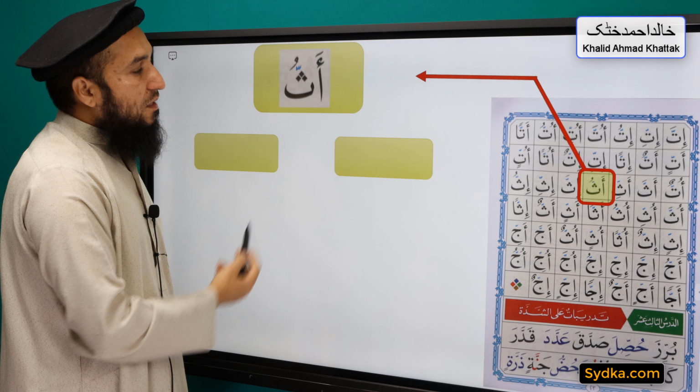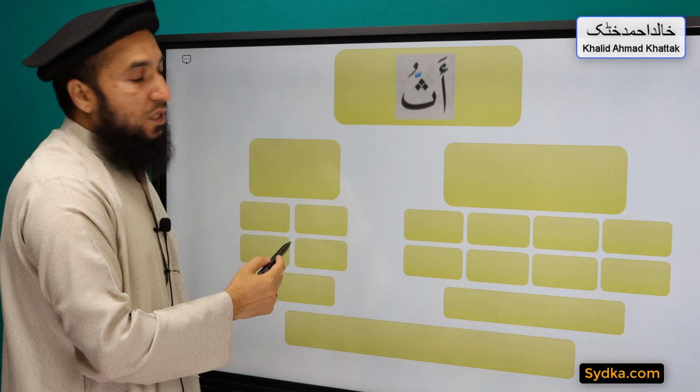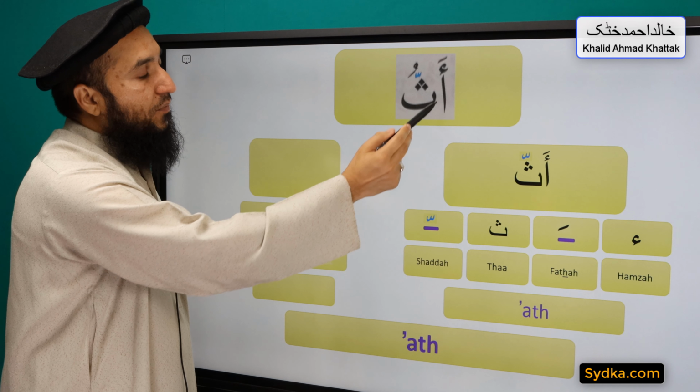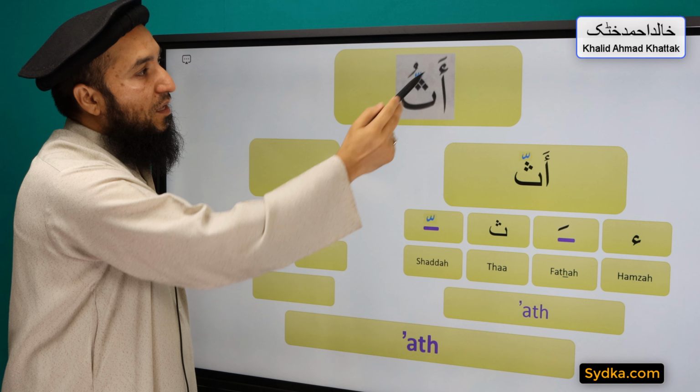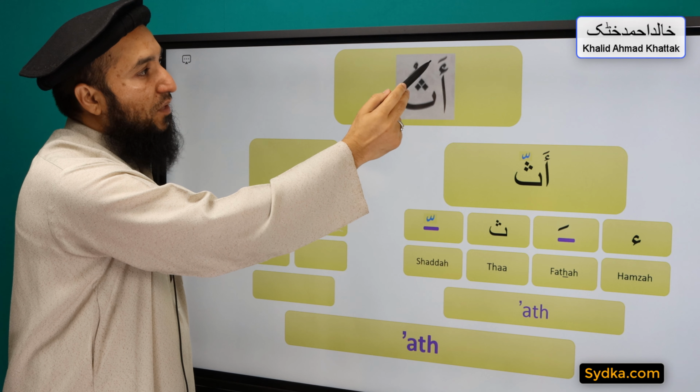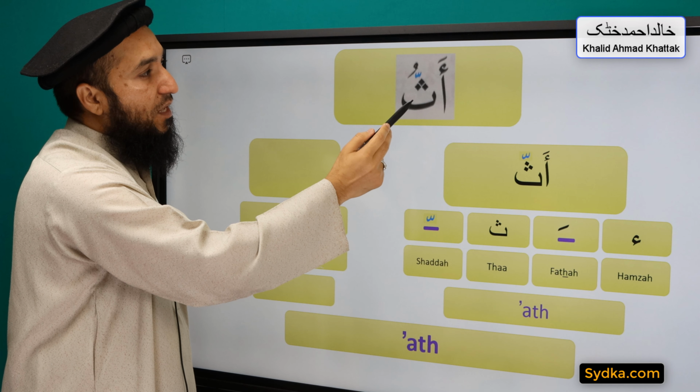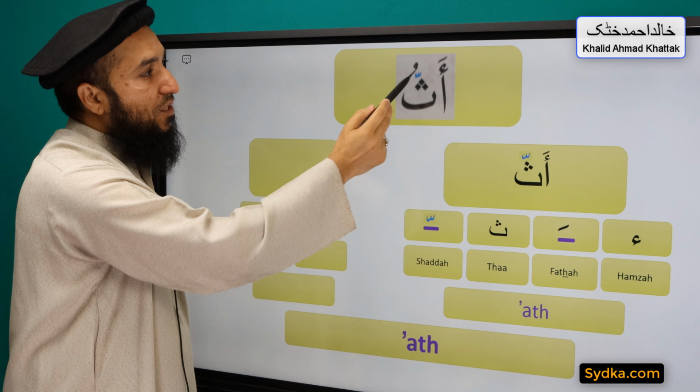The next word we have is athu, and it can be divided into two syllables. The first syllable we have is hamza, fatha, tha, shadda, ath. Hamza is a light letter, it has fatha on top of it. It is followed by tha, tha has a shadda. This alif is silent and it is used as a chair for hamza.